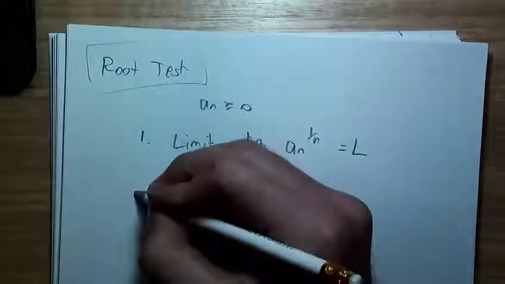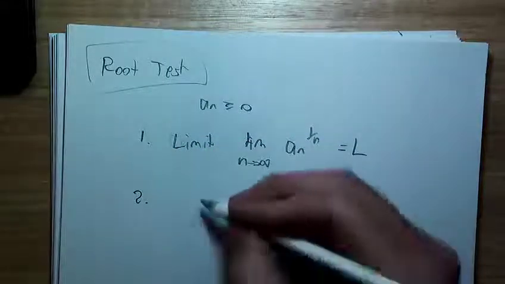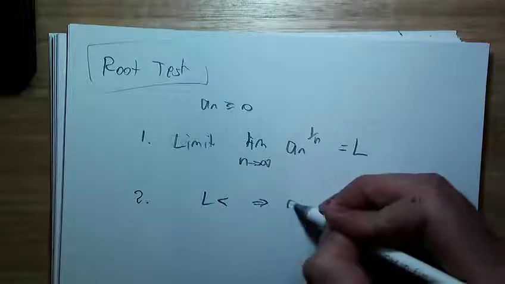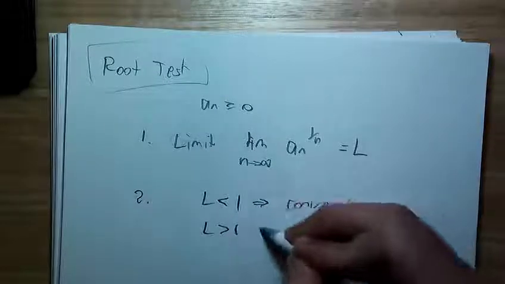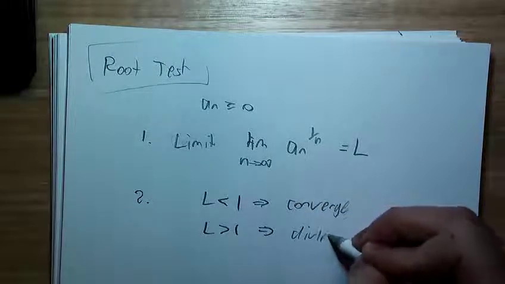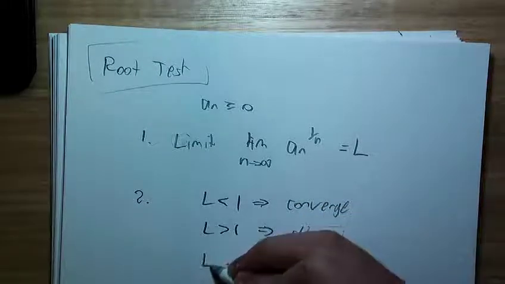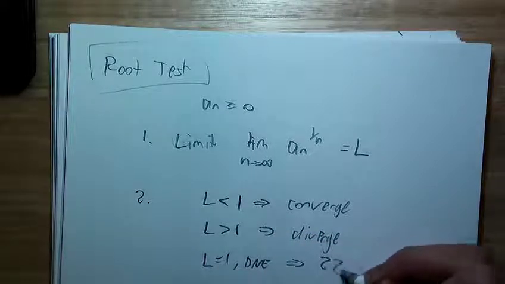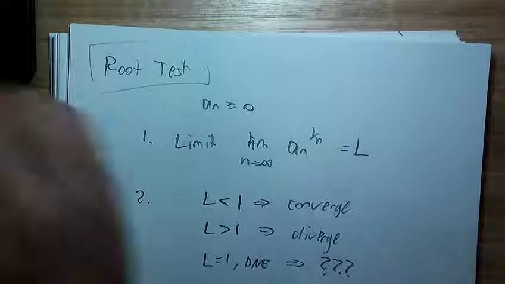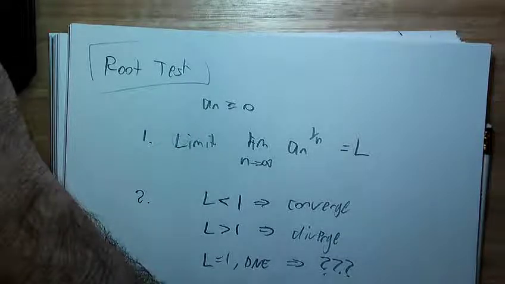And basically it's the same conclusion as the ratio test. L is less than 1 means it converges. L is greater than 1 means it diverges. And L equals 1 or doesn't exist will mean we don't know. And your question, Adam, was how do we prove the root test?